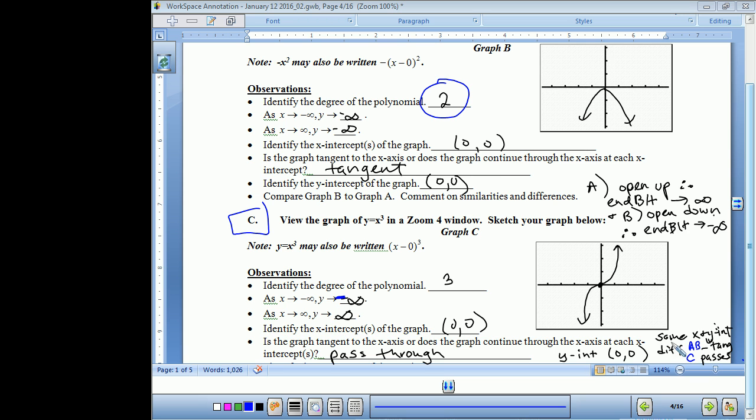Now, how are these similar? They have the same x and y intercepts. How are they different? A and B had that tangent. It bounced back at the 0, and C passed through.